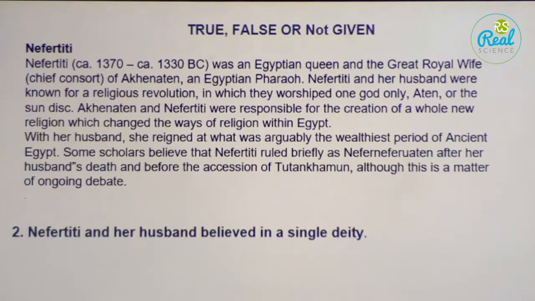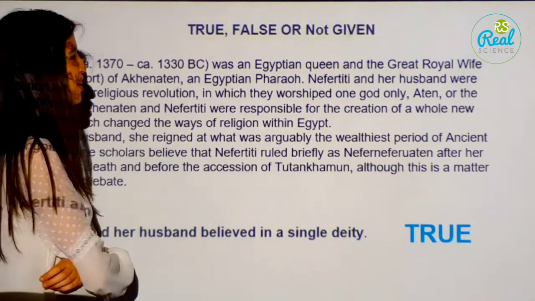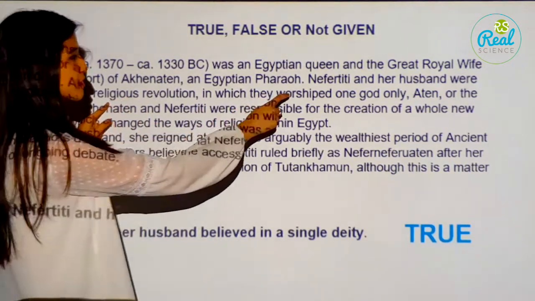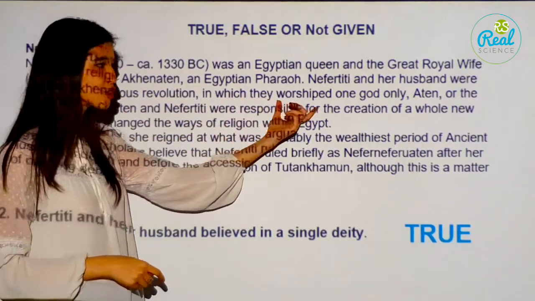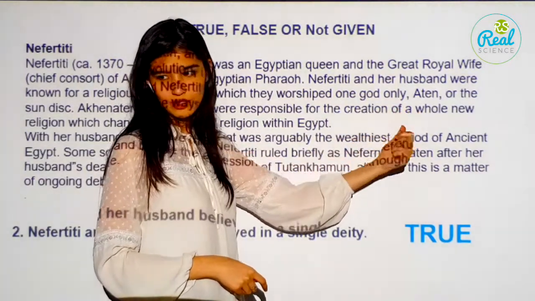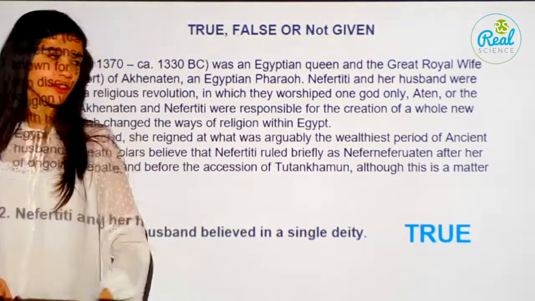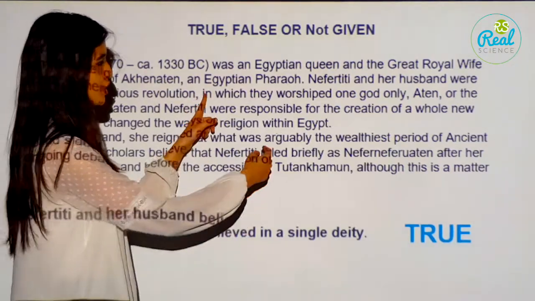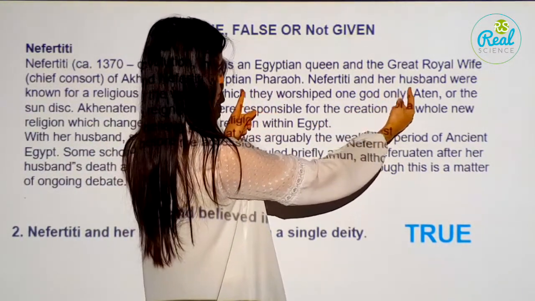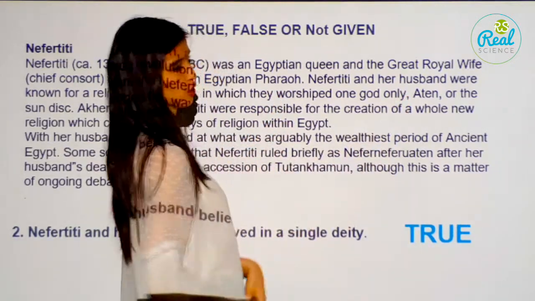Said, your answer is incorrect. What about mine? I sent. The rest are correct. This. It is true because we have this part. Nefertiti and her husband were known for a religious revolution in which they worshipped one God only. So they believed only in one God. So their deity was the same. So we have to take these words which they worship. Yeah, worship one God only. You can say they worship one God only. You can take this, worship one God only.